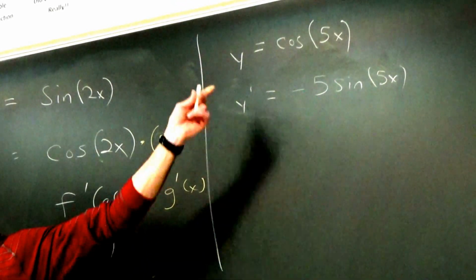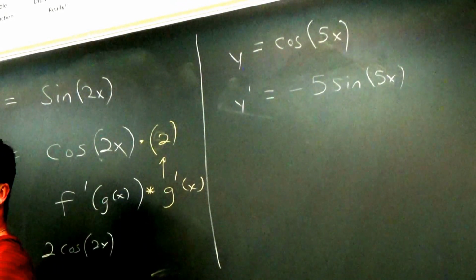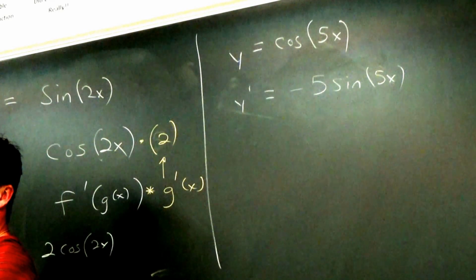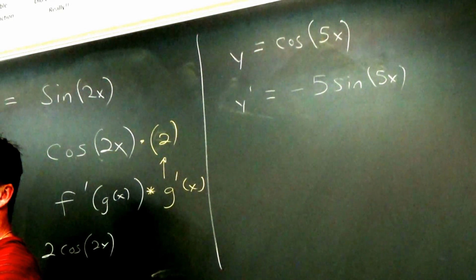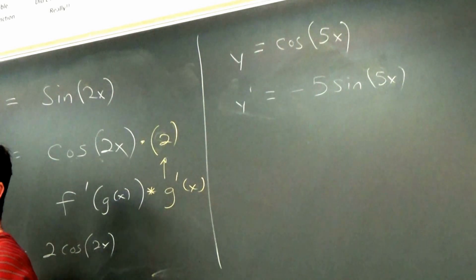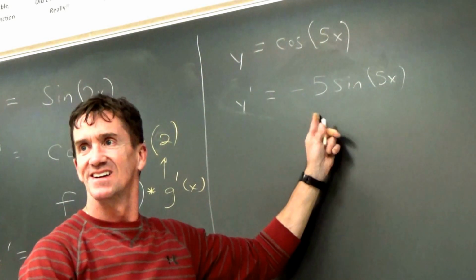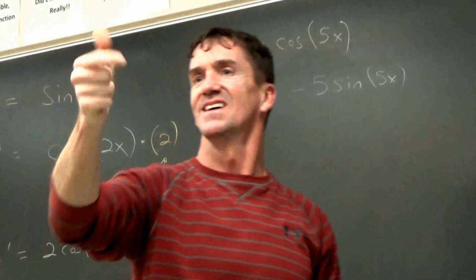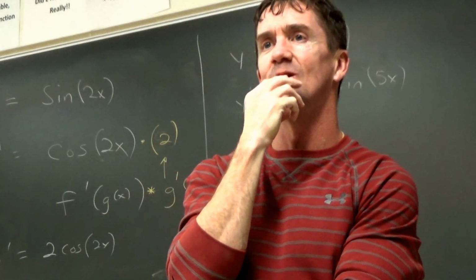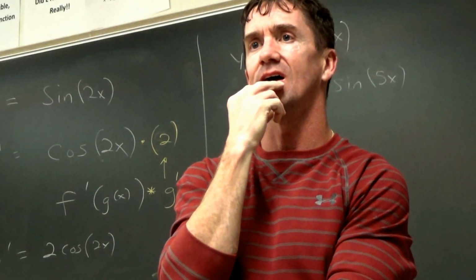What's the derivative of cosine? You know what cosine is? Negative sine. Right? She's checking it out. Good. And then we multiplied the chain, right? Yeah, good. I got 5 minus sine 5x.